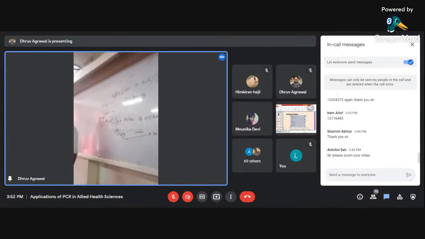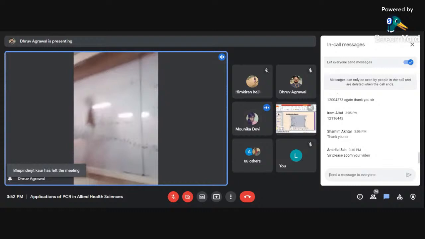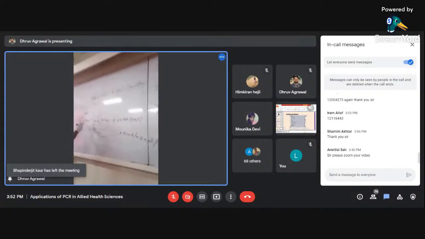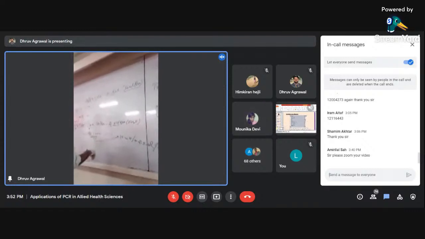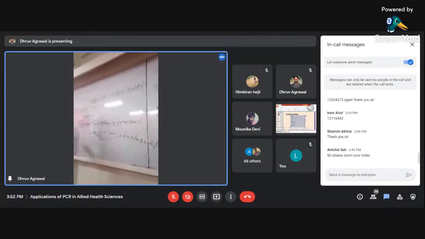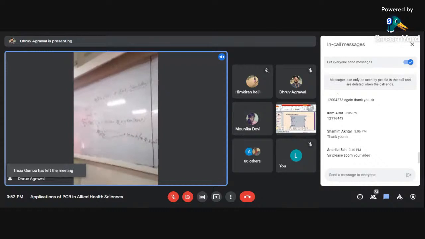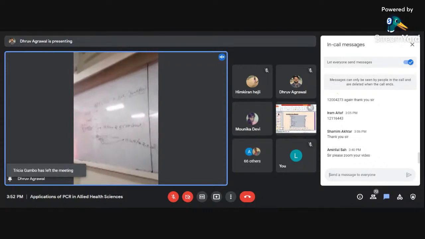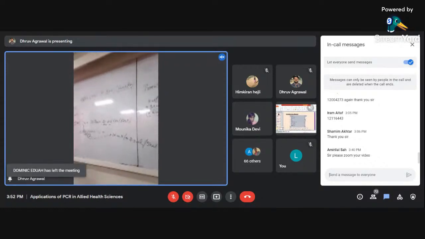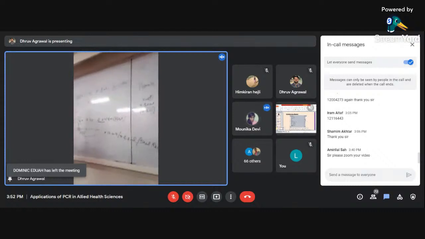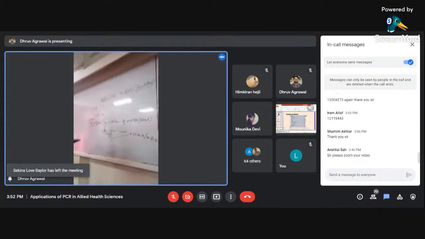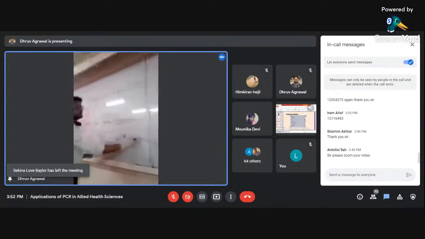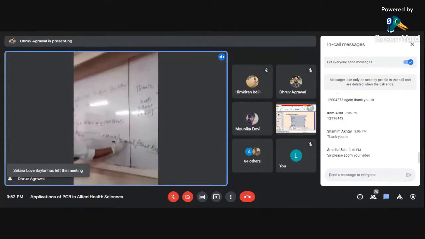Okay. So calculate, add all of the things. This 5 microliter, this 2.5 microliter, this 2.5 microliter, DMSO. Already the master mix, this 10x buffer 5 microliter, dNTP 5 microliter.